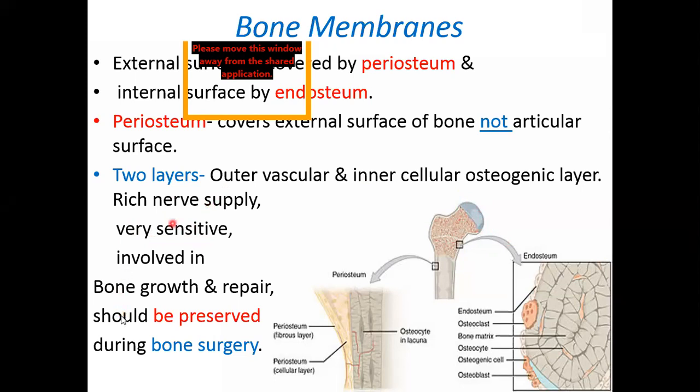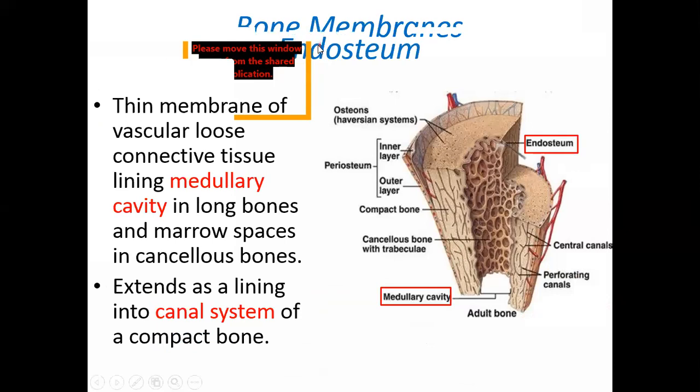It's very important in bone growth, repair and healing, and it's very important that they preserve it during bone surgery. So for example, somebody has had a surgery for a fractured bone, and they should not strip the periosteal layer. The periosteum is very important because that's the one which is going to help in bone growth and repair. So they have to take care of this layer. Is it clear? Okay, next, moving on, we have the endosteum.